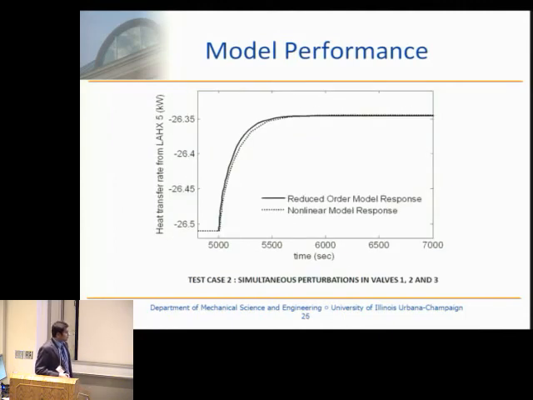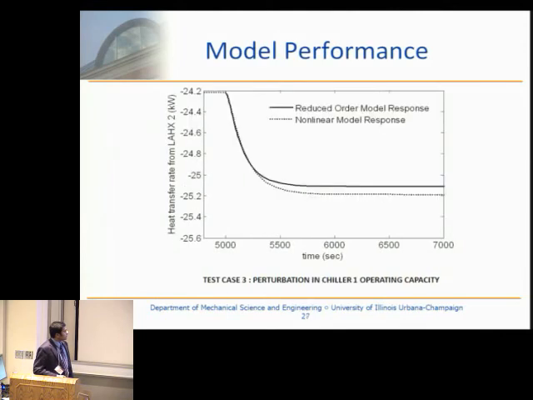This is test case 2, where we perturb the valves 1, 2, and 3 that correspond to the first 3 heat exchangers. Again, the observations are similar. Test case 3, we perturb the operating capacity of the first chiller out of the 2 chillers, and there's some small amount of steady state error, but that's still within 10%, so it should be good for control design purposes.